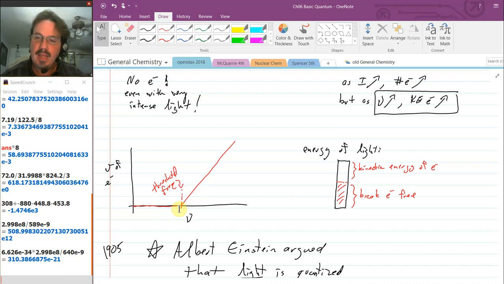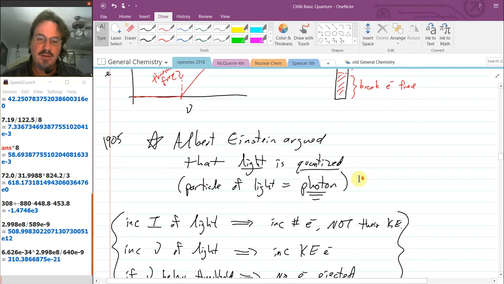And then once you do break it off, this is like what I talked about before, you need this initial amount to break it free, and then the extra amount is going to be taken up as the kinetic energy of it. Okay, all right.